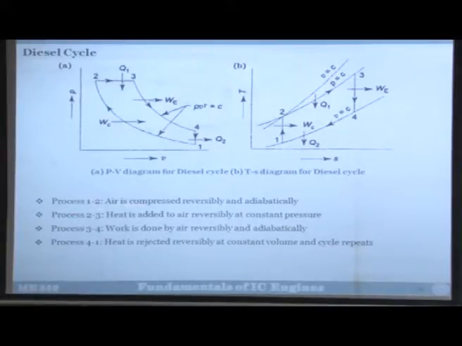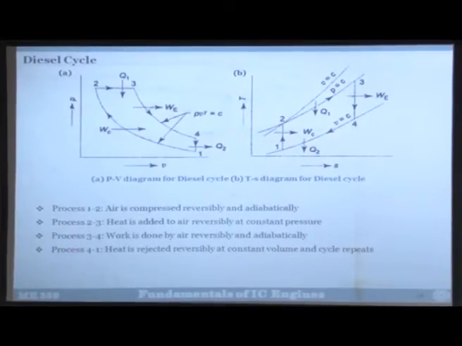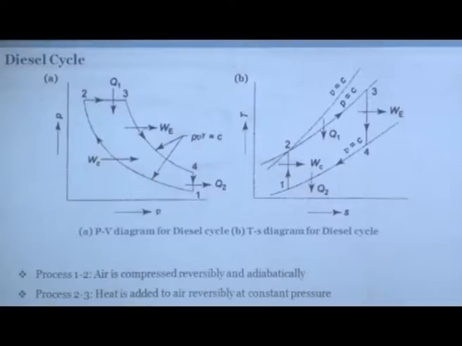In process 1-2 air is compressed reversibly and adiabatically, in process 2-3 heat is added to the air reversibly at constant pressure, in process 3-4 work is done by the air reversibly and adiabatically, and in process 4-1 heat is rejected reversibly and at constant volume, and the cycle repeats. So, now we will do the analysis for the diesel cycle, which is significantly different from the Otto cycle. So let's look at this.